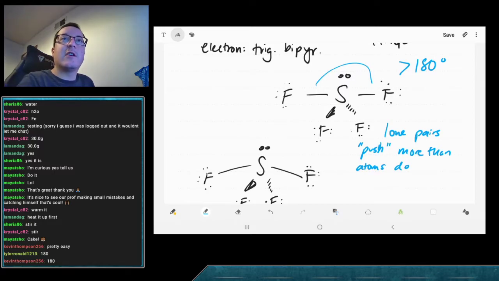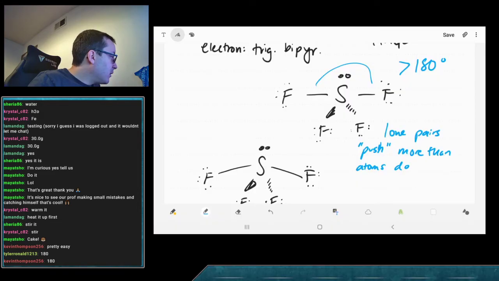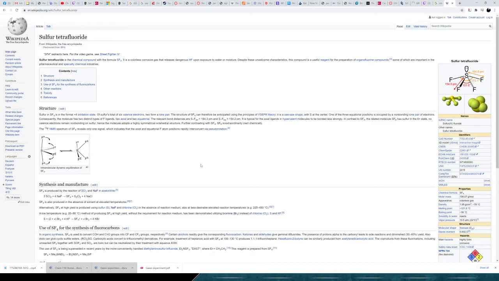Here, let's actually look this up. SF4. Let's see what our angle is going to be. So it's 173 on the other side, which means it's going to be 186.9 technically on that side. If this angle down here is 173, the angle on the opposite side would be a little bit bigger than 180, right? So there we go. That is going to be our bond angle there.